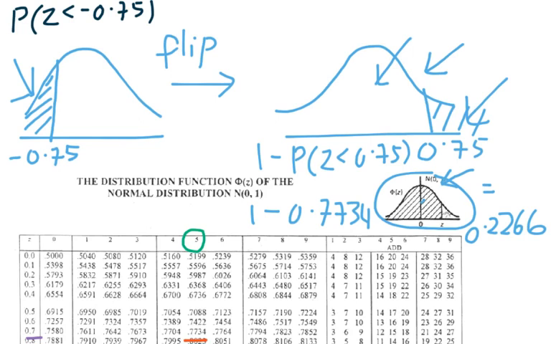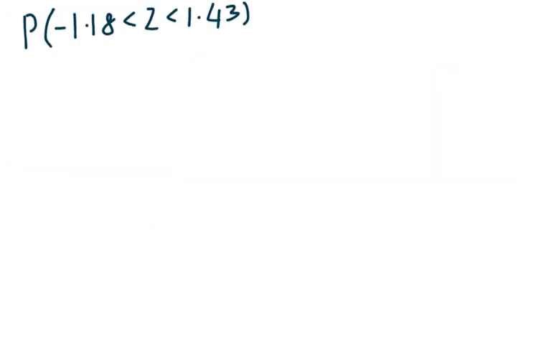So let us move on to the last question. Okay, moving on to the last question, we have the probability of negative 1.18 less than Z less than 1.43. If we have two values here, it means that the probability lies between two values. So the shaded area is in between, in the middle.